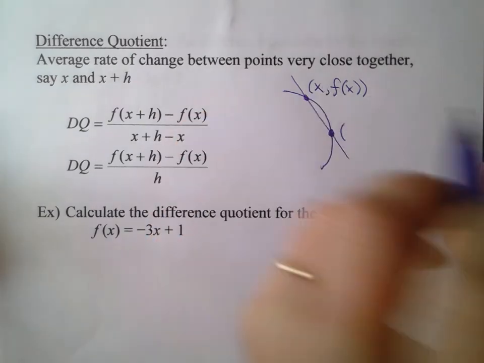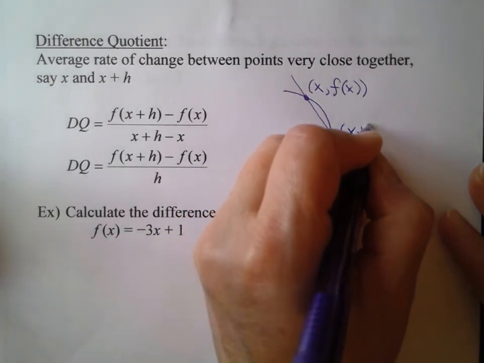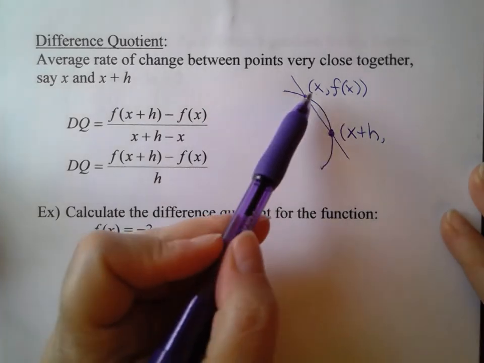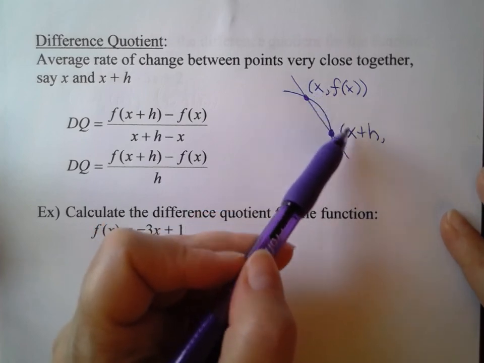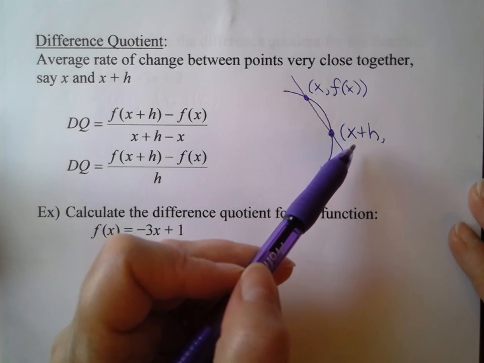So then let's say x were like a 2 and h here, I'm going to write this as x plus h, were like a 0.01. So this would be like between 2 and 2.01. I want them that close, maybe even closer. Then my approximation is really going to be close to the slope of the curve.